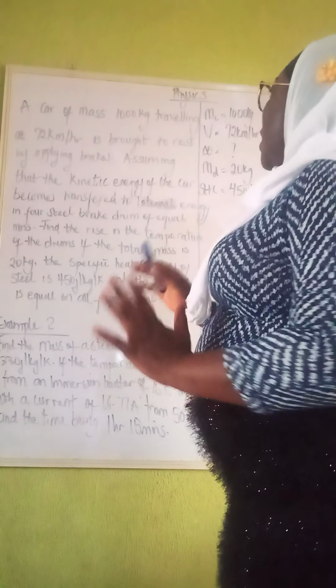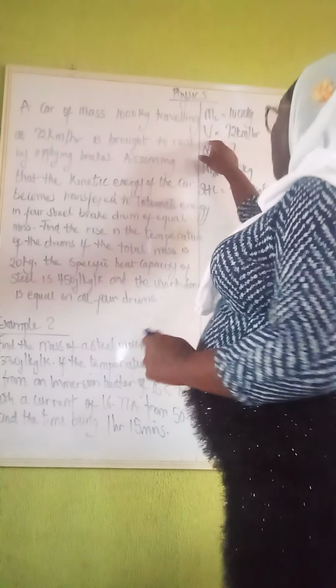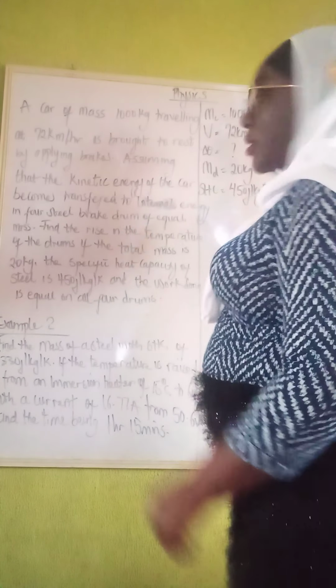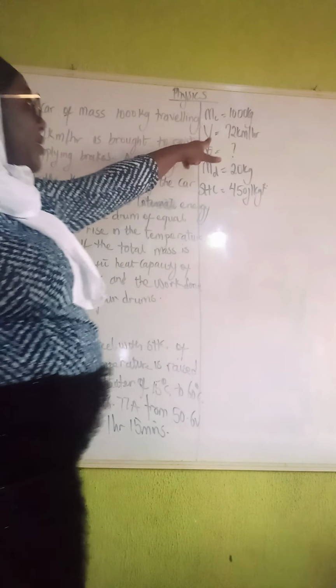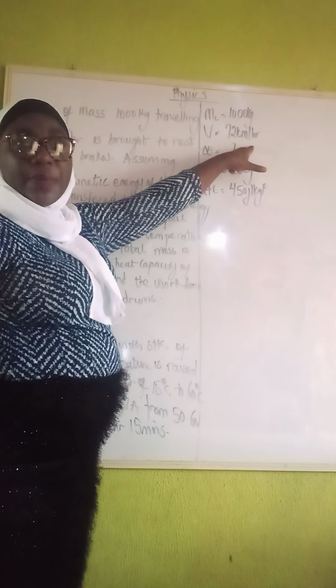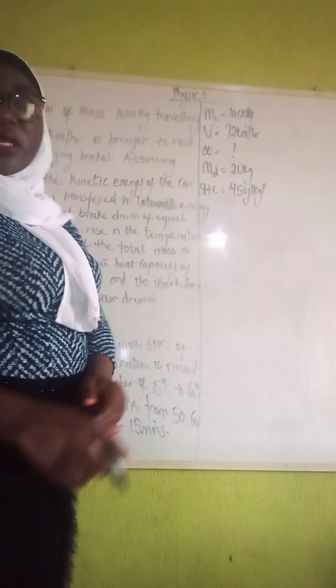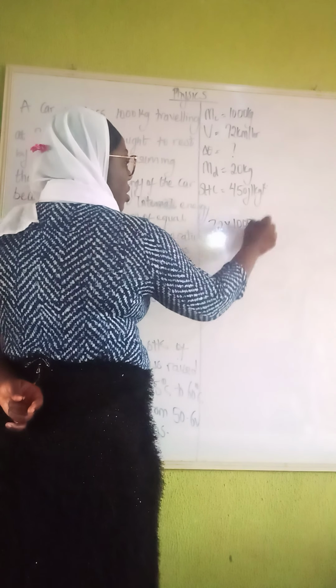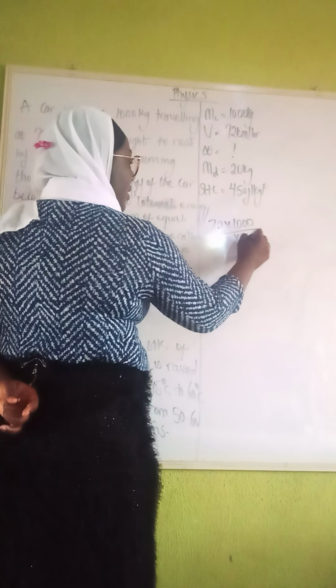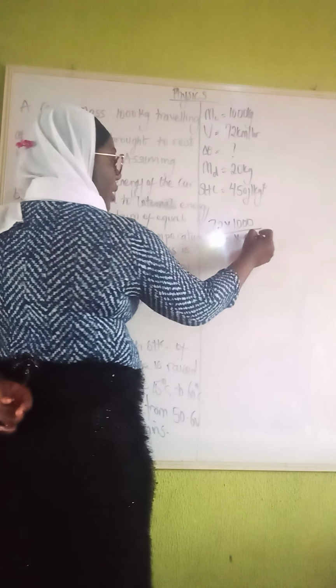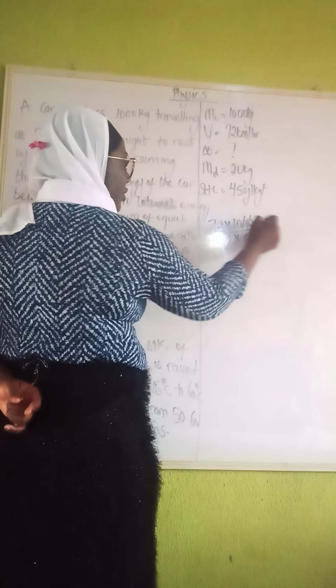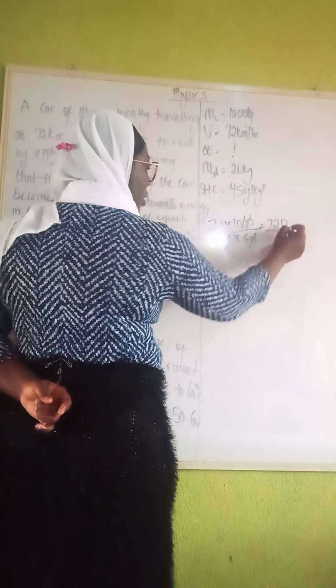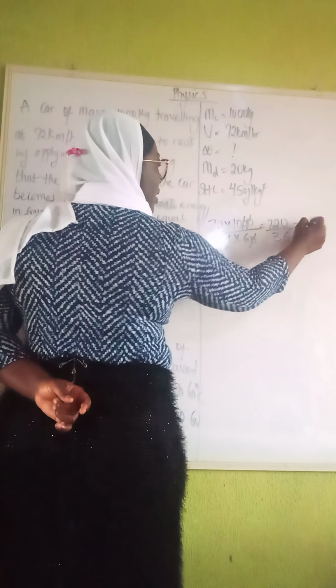So now, let's first of all start with this velocity. We have to convert this velocity in kilometers per hour to meters per second. So how do we convert to meters per second? It says 72 times 1,000 over 60 times 60. So here we have 720 over 36. That will give us 20 meters per second.